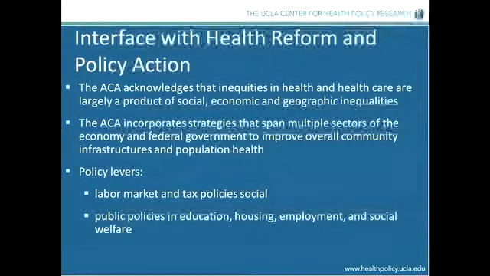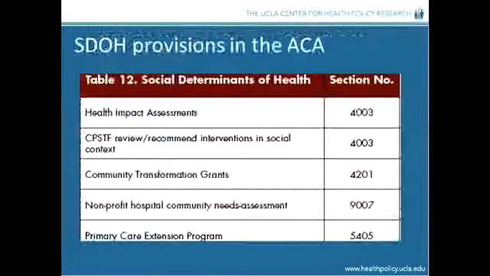There are some policy levers that could enhance the ACA: labor markets and tax policies, social and public policies in education, housing, employment, and social welfare. All not in the language of the ACA, but certainly addressing these social, economic, and geographic inequalities would optimize the policy goal of the ACA.